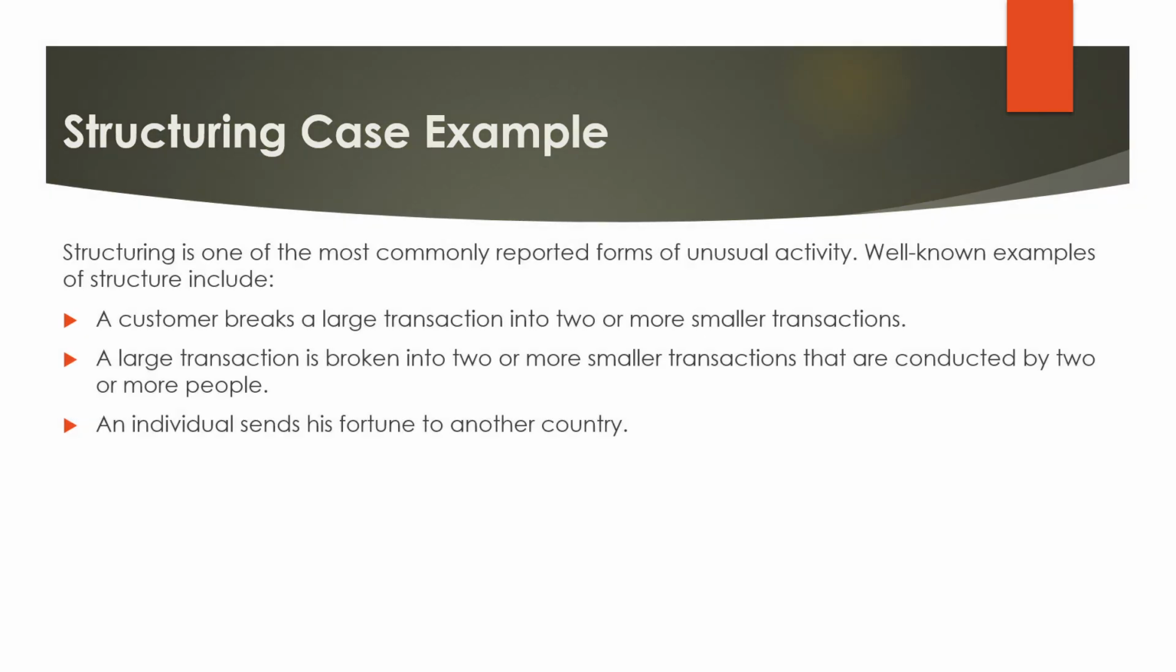Let's understand this with some examples. First, a customer breaks a large transaction into two or more smaller transactions. Henry wants to conduct a transaction involving $18,000 in cash. However, knowing that depositing it all at once would exceed his country's cash reporting threshold of $10,000 and trigger the filing of a currency transaction report, he goes to three banks and deposits $6,000 in each account.